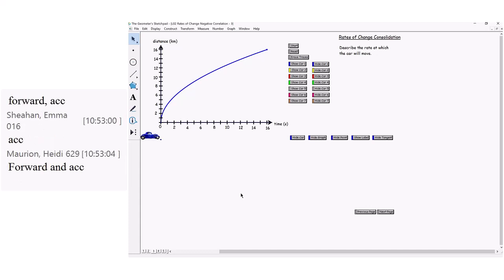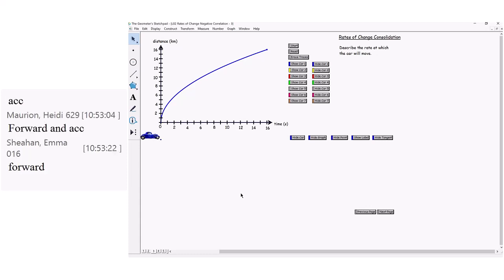Also direction of travel. You've got to do both. Some of you are giving me the correct type of rate of change, but I need to know direction of travel as well. All right, so perfect. So forward and acceleration, maybe we'll just see if that shows up. Mr. Hant is going to start that car.